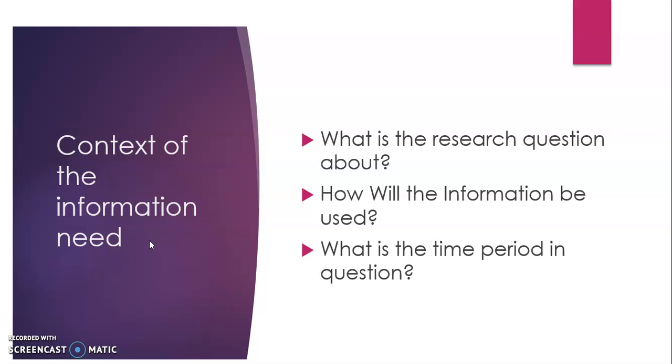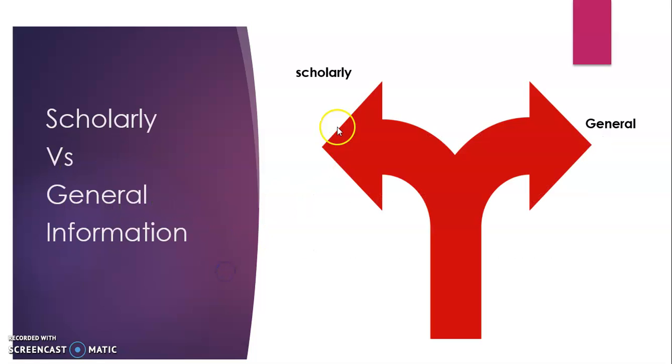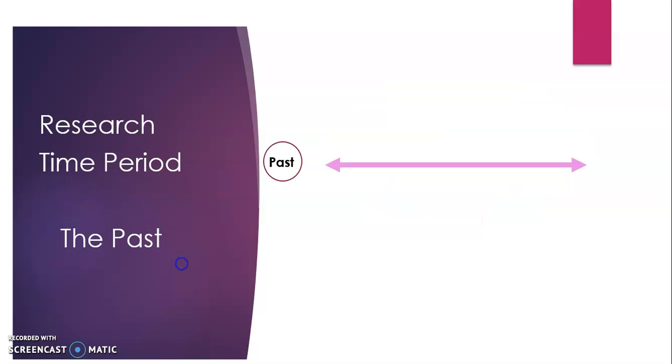However, the context of the information need is also important. What is the research question about? How will the information be used? What is the time period in question? All of these will impact the direction that the research will take, whether it be scholarly or general. Regardless of the type of information, all of the information used must be credible and authoritative.